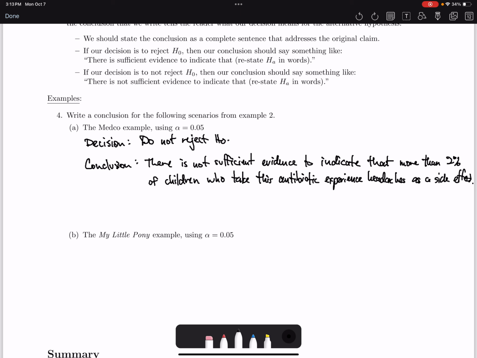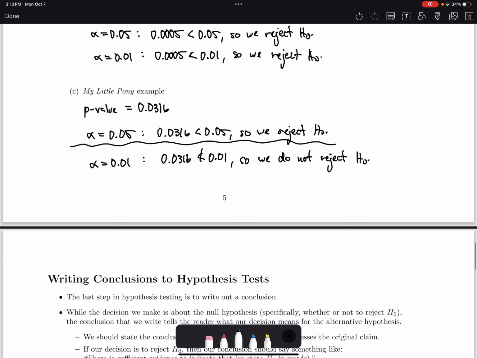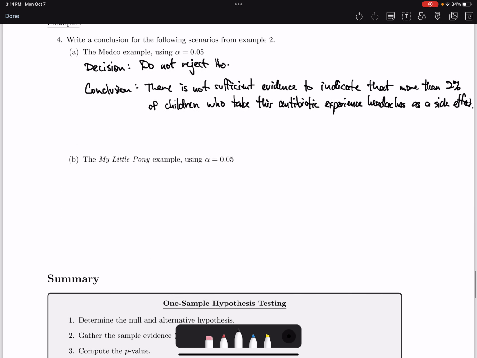We can do the same thing for the My Little Pony example. In the My Little Pony example, the p-value is 0.0316. At the 0.05 level of significance, we decided to reject the null hypothesis this time. So our decision was to reject the null.